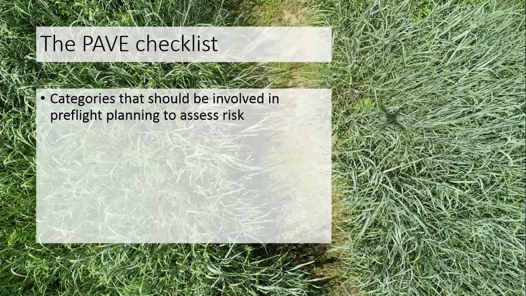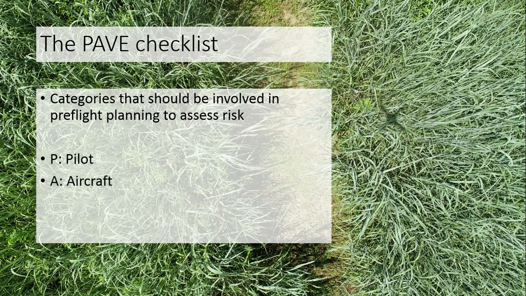So this is another acronym. It's called the PAVE checklist. And this is focused on categories that you should be involved in pre-flight planning to assess your risk. And so taking into account the pilot, so we talked about all the physiological and medical factors that can affect the pilot, the aircraft, so of course doing pre-flight checks and those types of things that are required. Monitoring the environment, making sure that you understand what the weather's going to be like now and in the future.